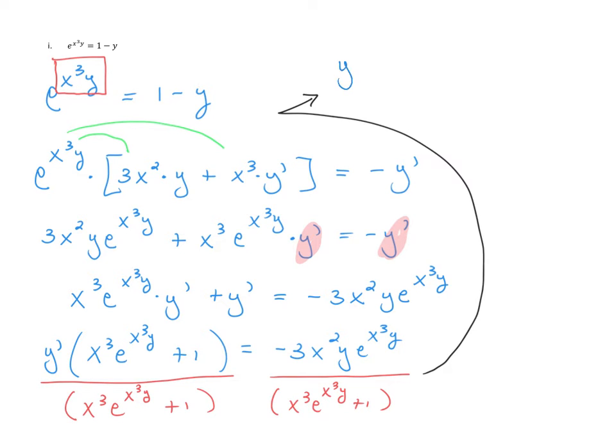Y prime is equal to negative 3x squared y e to the x cubed y, all divided by x cubed e to the x cubed y plus 1. And that is it.